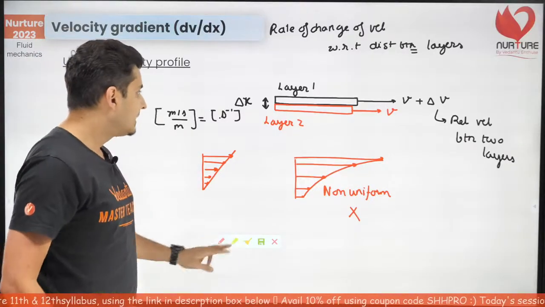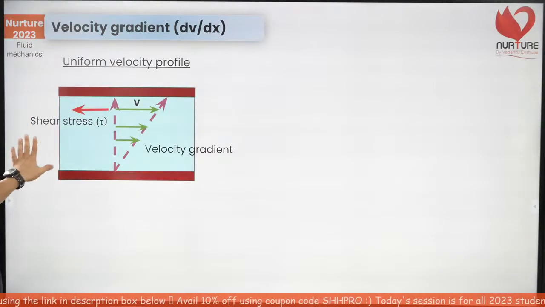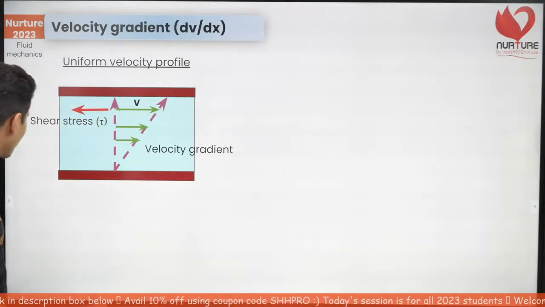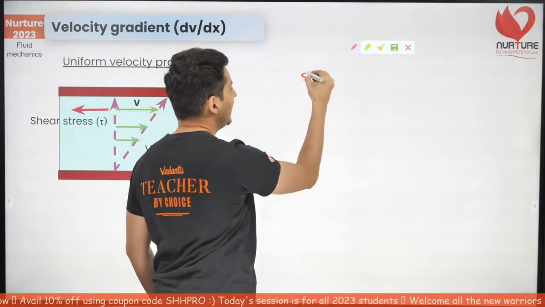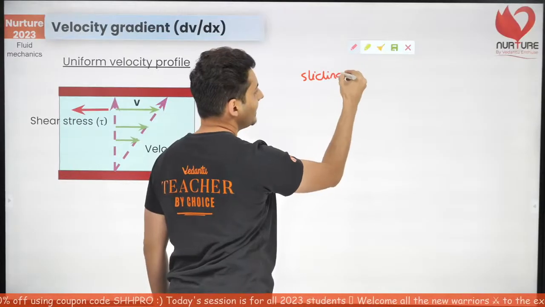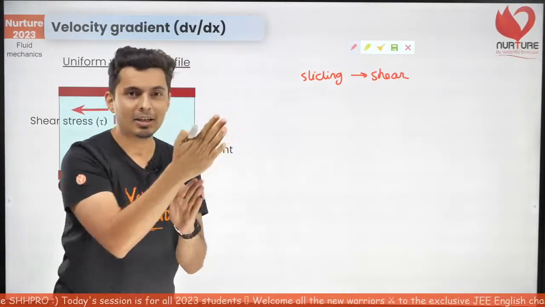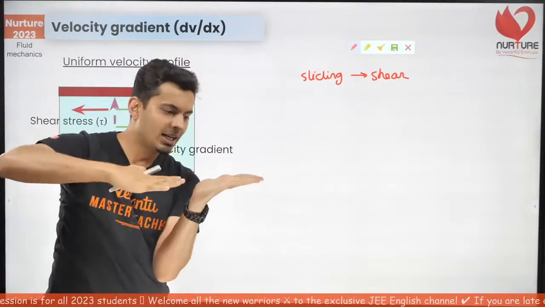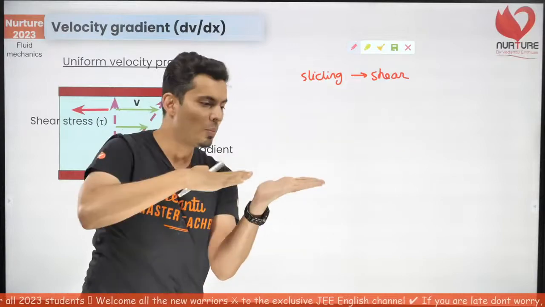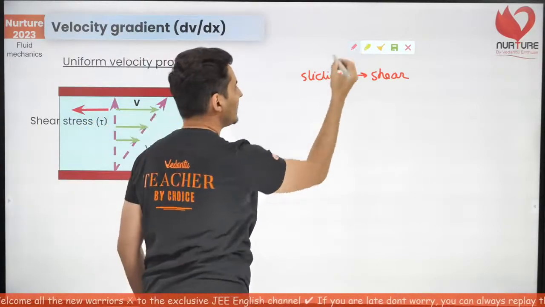Last thing that I want you to understand, now that we have spoken about velocity gradient: remember, sliding action is related to shear. Do you remember this? Slide is shear. That's another word for shear. You slide another object, and it just slides over it. It moves over it. So think about it.